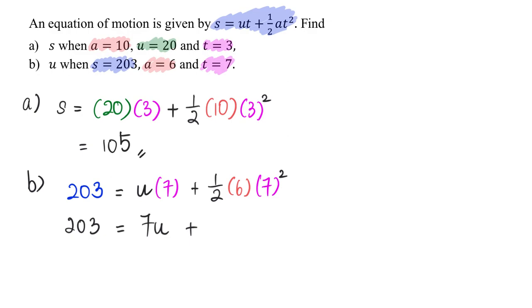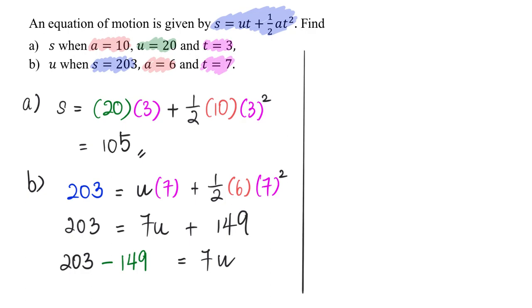plus 149. So I'm going to minus 149 from both sides so that you can see this step. Okay, and therefore my part B, 203 minus 149 will be 54, which is equal to 7U. So I'm going to divide by 7 on both sides so that you can see this working. Therefore, my U will be equal to 7 and 5 over 7.